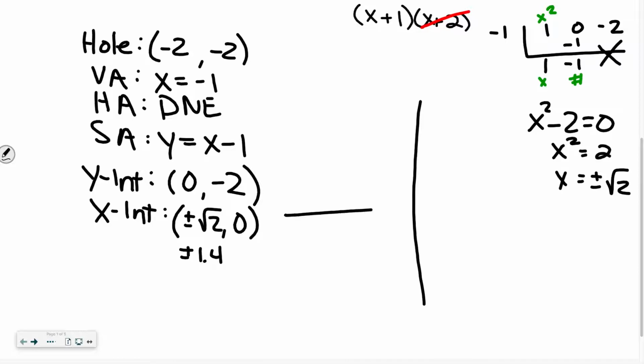So let's put these things on a graph. Any questions about how I got my characteristics before I start graphing?